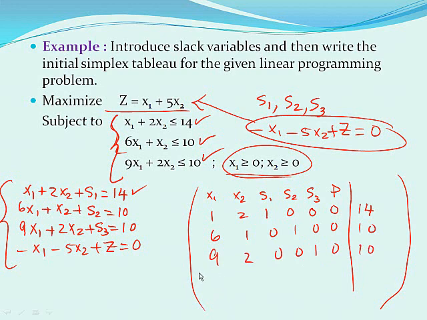Now we are writing the last row, so I am going to separate it by a horizontal line. Coefficients will be negative 1, negative 5, s1, s2, s3 are absent, so the coefficients will be 0, 0, 0. The objective function variable is z with a coefficient 1, so that will be here, right hand side is 0. And these rows are labeled as s1, s2, s3, corresponding to the slack variables and the constraints. So this is what we call the initial simplex tableau corresponding to this standard maximization problem.